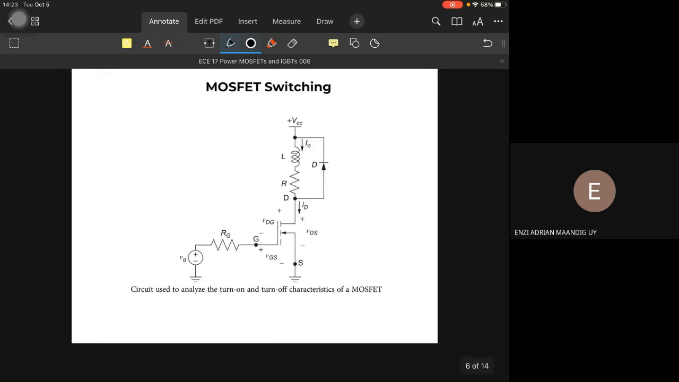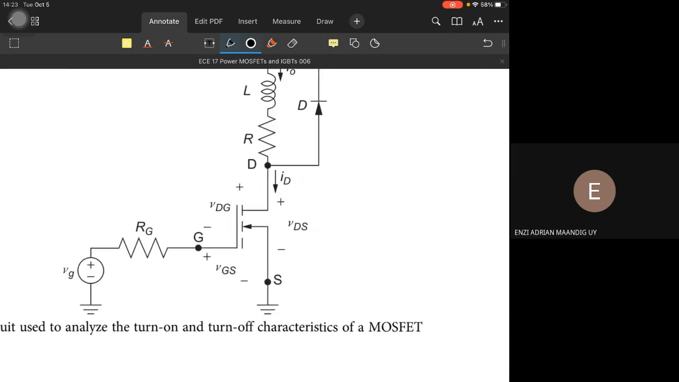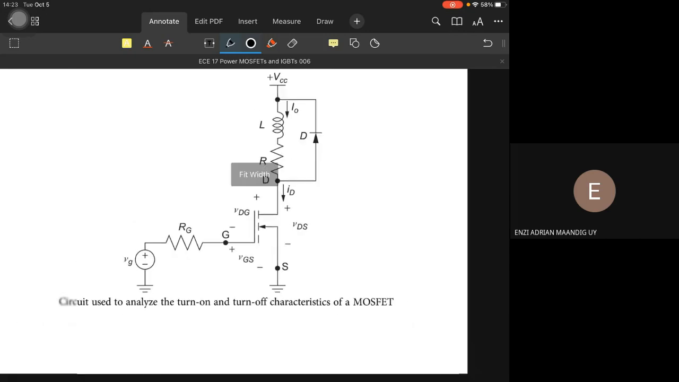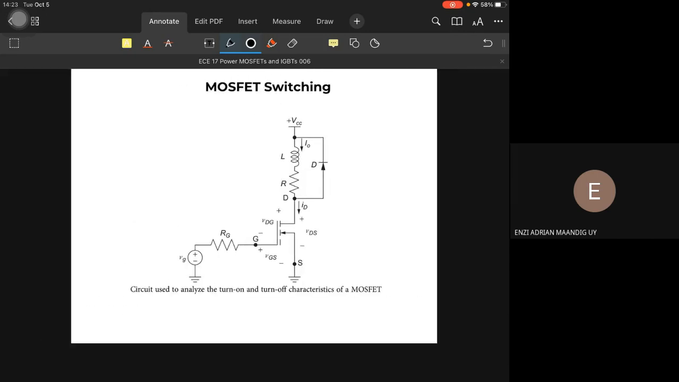So this circuit will be used now to analyze the turn-on and turn-off characteristics of a MOSFET. So it is not an equivalent circuit, but somehow we could call this a test circuit. Meaning, we insert our device and make measurements. In this particular case, timing measurements or timing analysis.